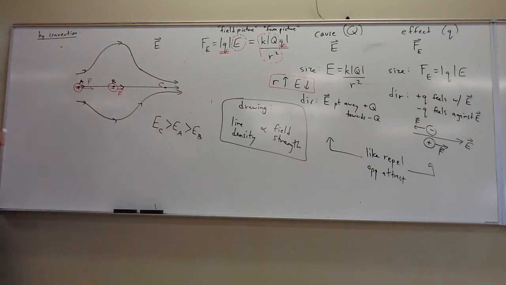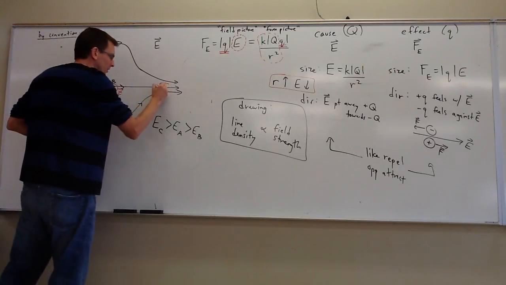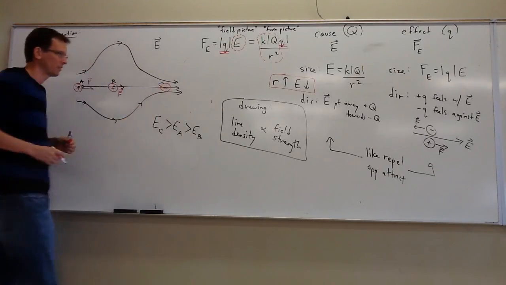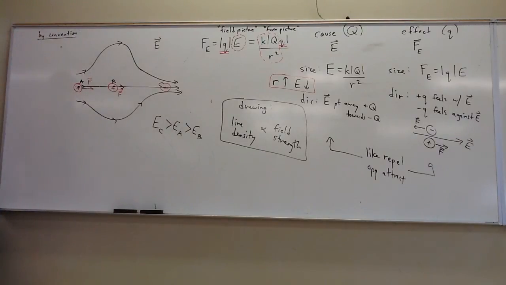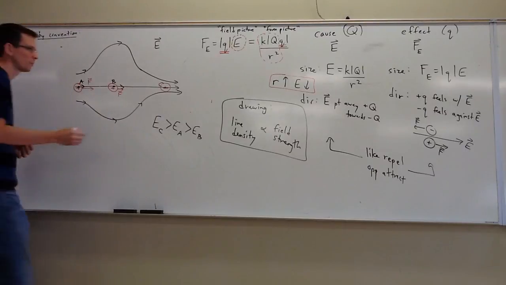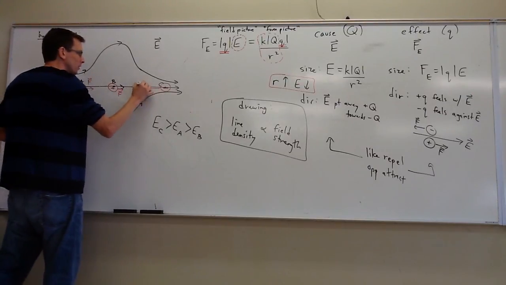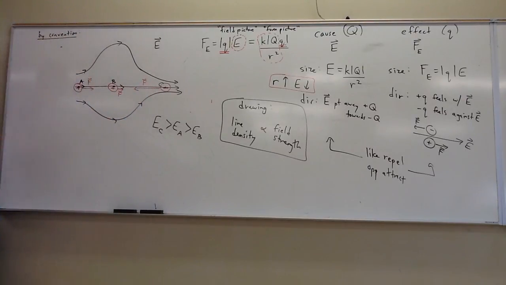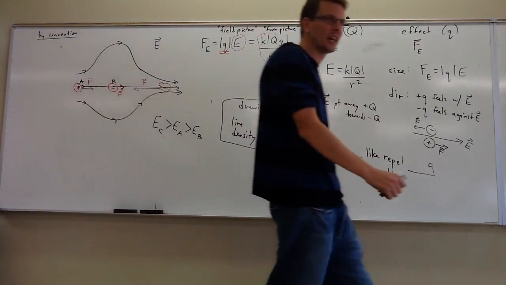If I drop that same charge at point C, it would feel the strongest field, right? And let me drop in the same amount of charge but of the opposite sign, just to spice things up. So that's going to feel the strongest field, but which way? Like that. That feels a force opposite to the local field because it's a negative charge.